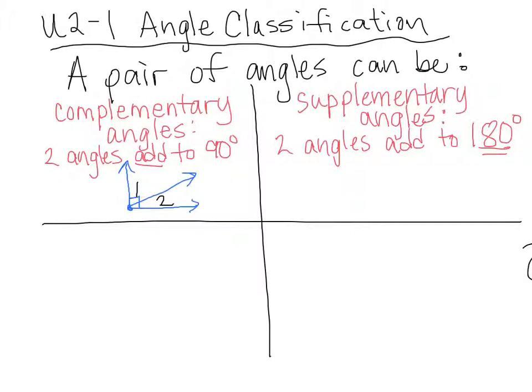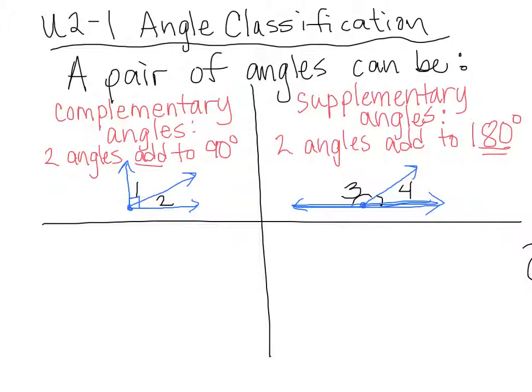So as a picture, you could start with a straight line, create a vertex somewhere along there, and draw another ray coming out of there. So you've split that into these two pieces. We could call it angle 3, that big obtuse angle here, and angle 4, this acute angle. Together, angles 3 and 4 create this straight line, this 180 degree angle, and so angles 3 and 4 are called supplementary angles.